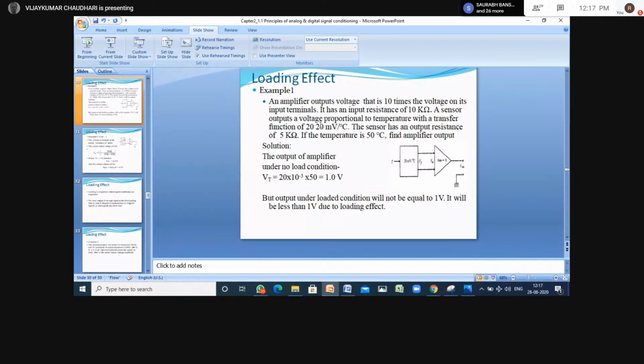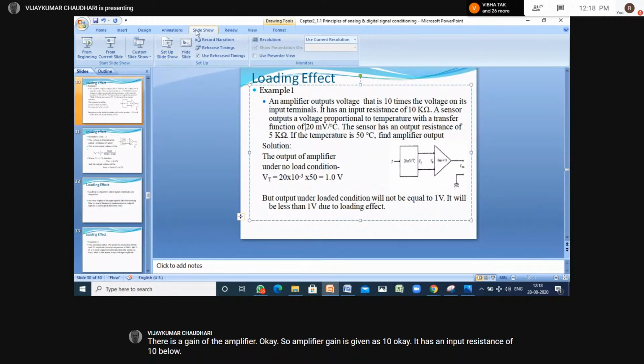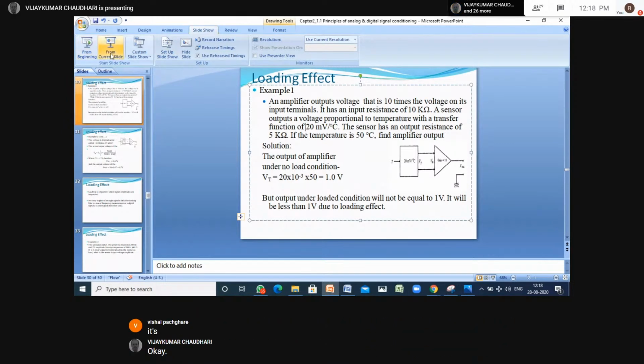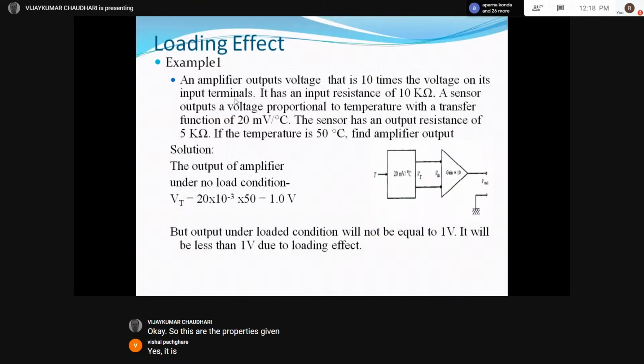A sensor outputs a voltage proportional to the temperature with a transfer function of 20 millivolt. Sorry, this one is a misprint. 20 millivolt. Is the screen visible? Yes, it is visible.